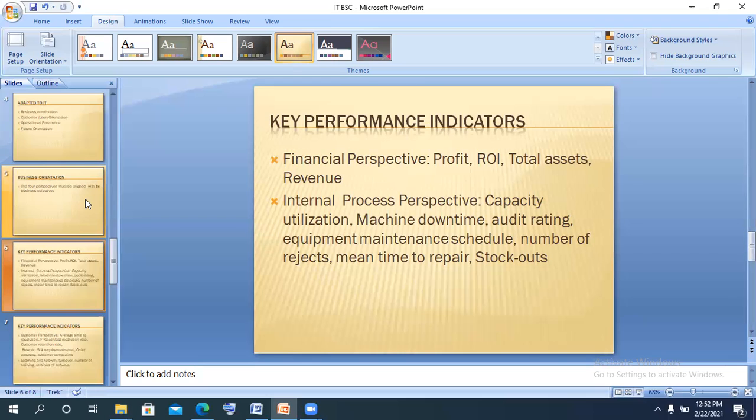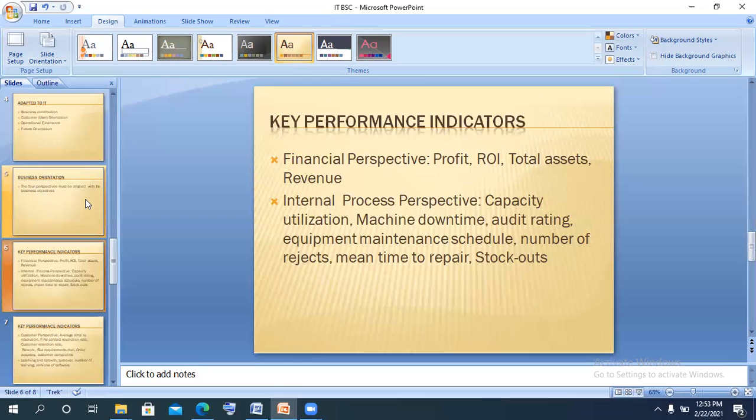So capacity utilization could be a KPI. Machine downtime or system downtime can be a KPI. Audit rating can be a KPI. When auditors come, how do they rate IT operations? That will help us know whether we are doing well or not. Equipment maintenance schedule: are they maintaining as per the vendor's recommendation? You also want to look at scheduled maintenance. If it is increasing, that's a pointer that there's a problem. Maybe the assets, the equipment, are getting old.